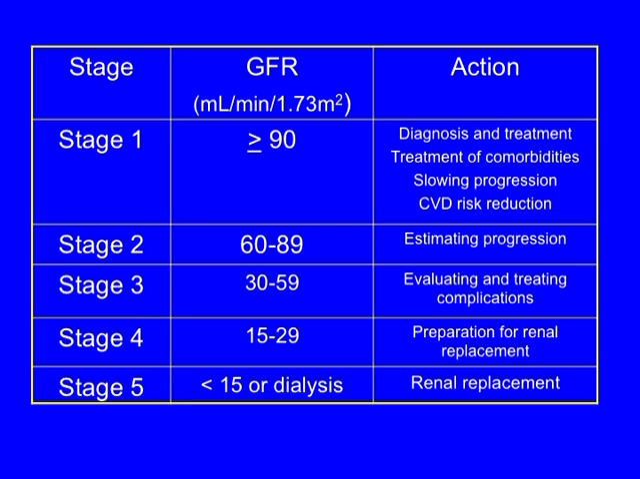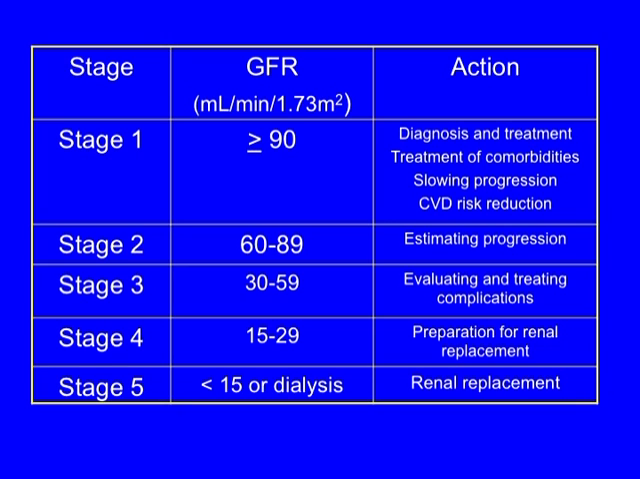So stage 1 is where you'll really be thinking about the diagnosis and treatment of comorbidities, slowing progression, and importantly, cardiovascular disease risk reduction, because what really is the major killer of patients with chronic kidney disease is cardiovascular disease. Stage 2, we're thinking about estimating progression. How likely is this person to progress to end stage? Stage 3, evaluating and treating complications.